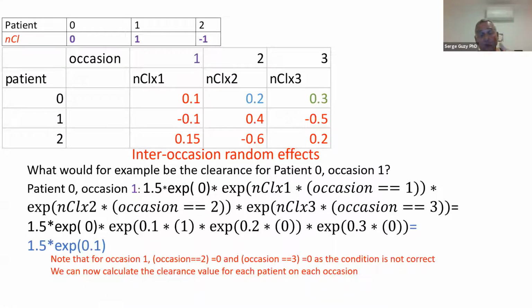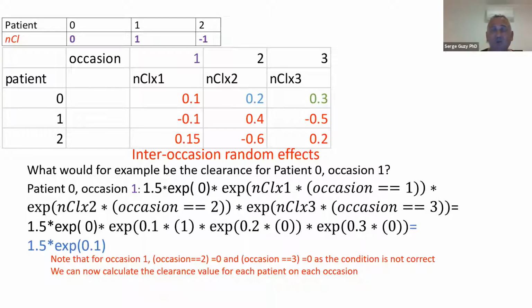The idea is that the program, and RNLME apparently is going to give you all that. At the end of the day, when you fit a model to the data, you are going to get all the NCL, the NCLX1, NCLX2, NCLX3, as well as the typical value, the TVCL, and also the population variability between subjects, the between subject variability variance, as well as the inter-occasional variance.